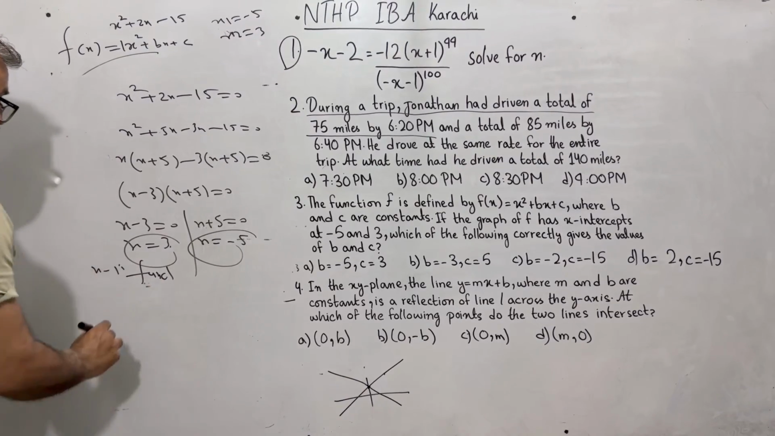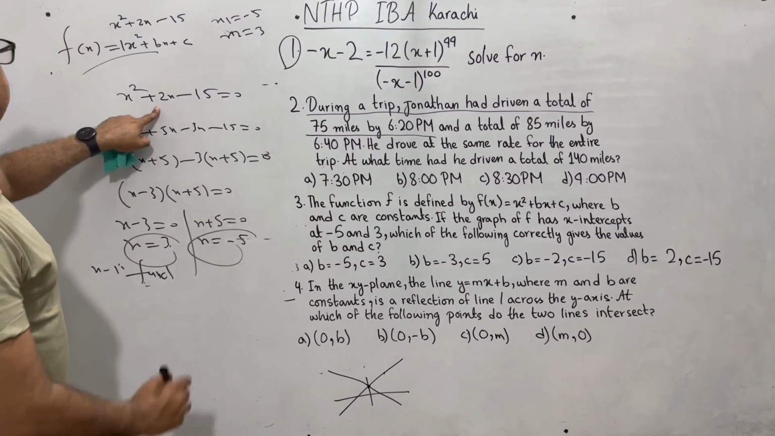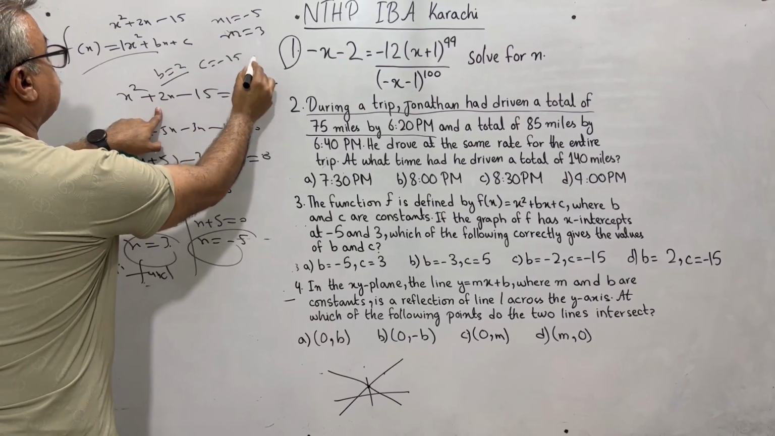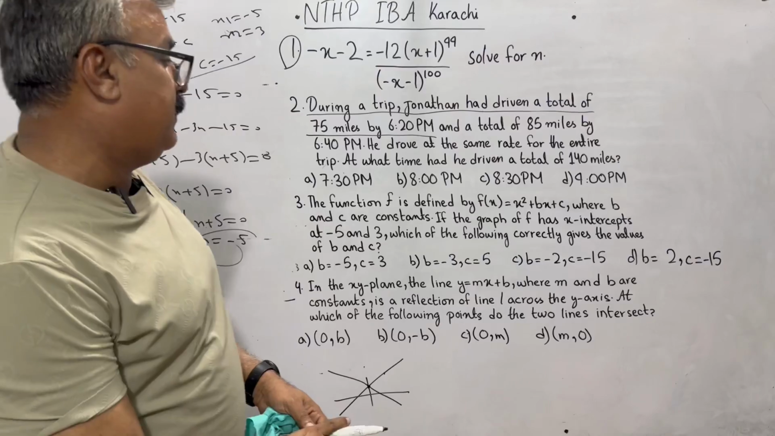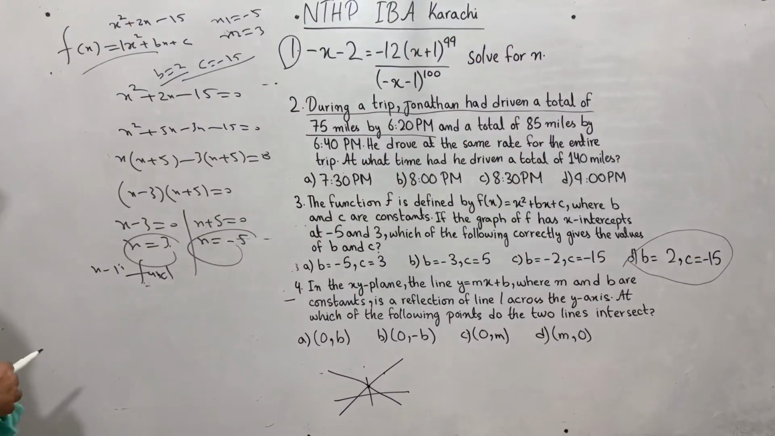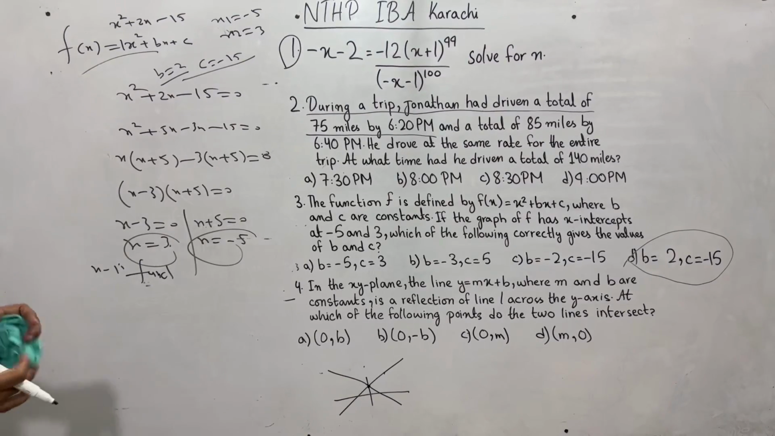X-intercepts of the given function. So the value of b is 2 and the value of c is minus 15. D is the right option in that case. B is the right option in that case. Verification is the best strategy in that case.